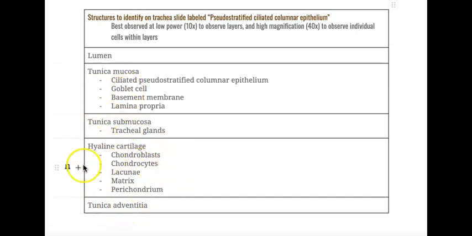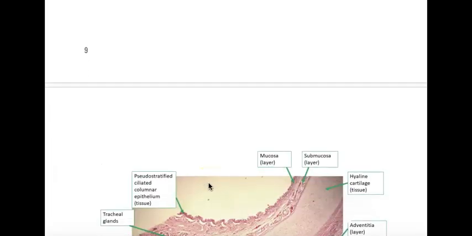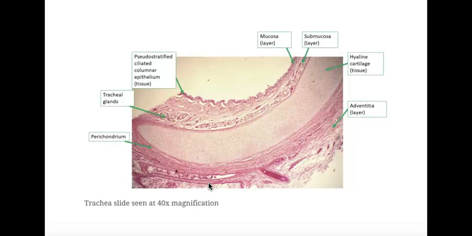And then we have information about what you can find in each of those, as well as what would be located in the hyaline cartilage. So these structures here are in the tunica mucosa. The tracheal glands are in the tunica submucosa. These things are in the hyaline cartilage, and then there's just the tunica adventitia by itself. And again, scrolling down, you'll see an image with all of these things labeled. And then you'll see things in parentheses like tissue for pseudostratified ciliated columnar epithelium.